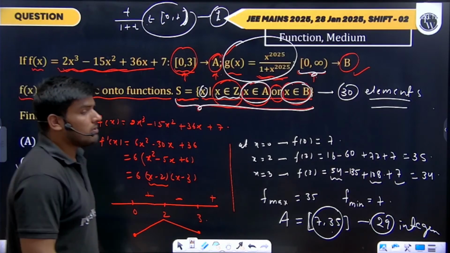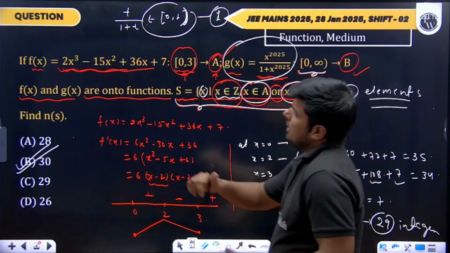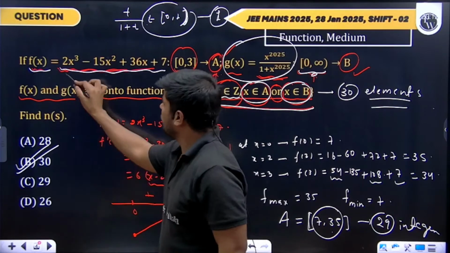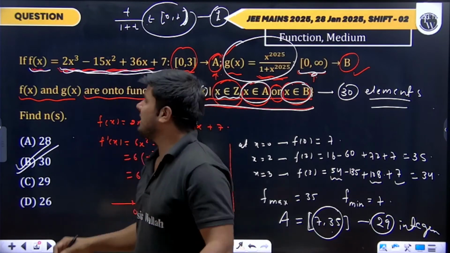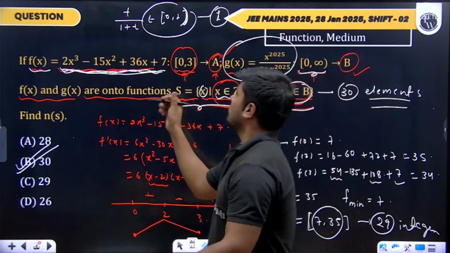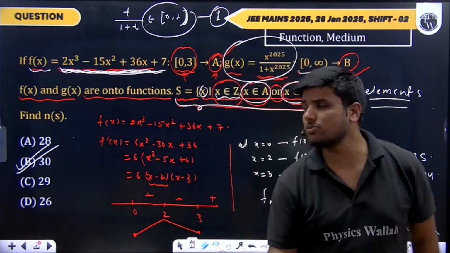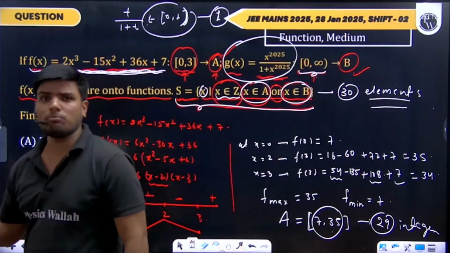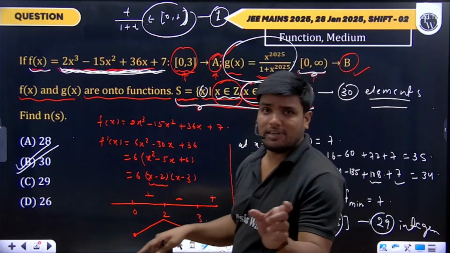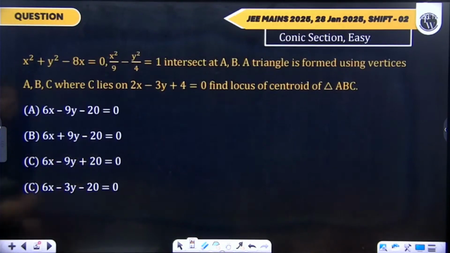This question was also easy. Here we have to find the range only. For function f, finding the range is very easy because this is a polynomial. For polynomials it is easy to find the range because we differentiate, check the critical points, and also check monotonicity in the given intervals. So this was a very good question. We will move towards the next question.